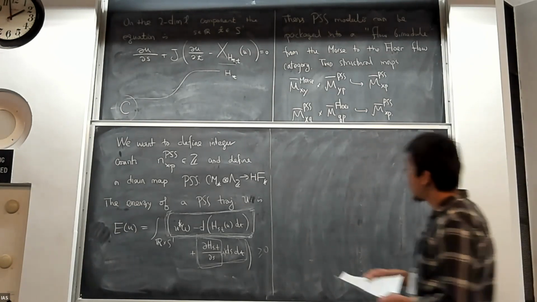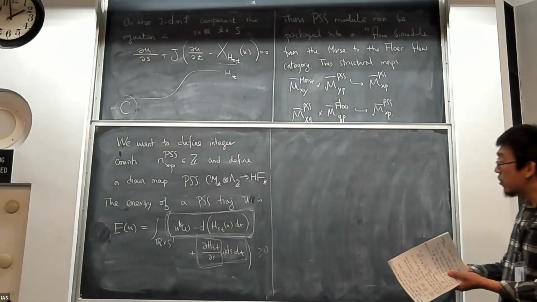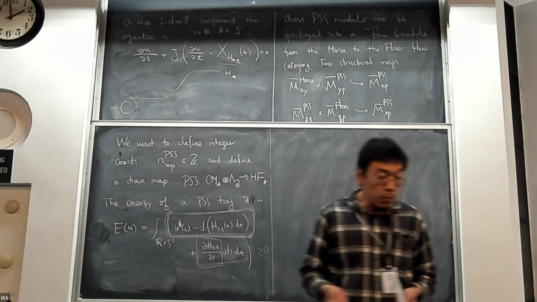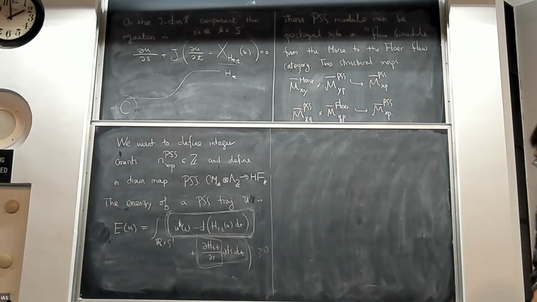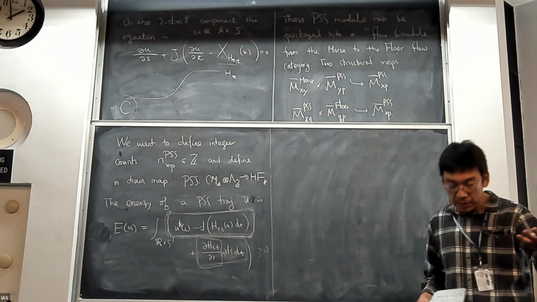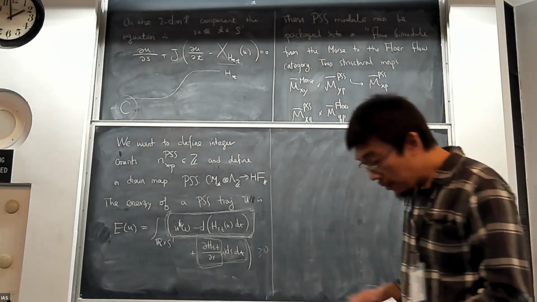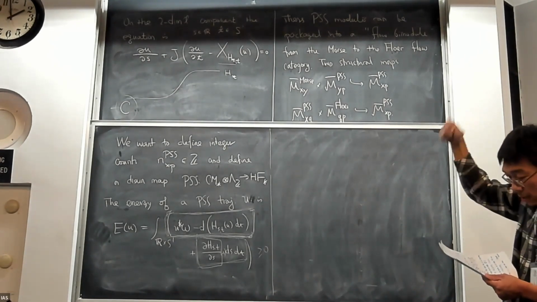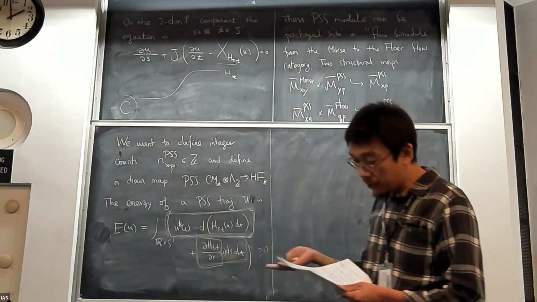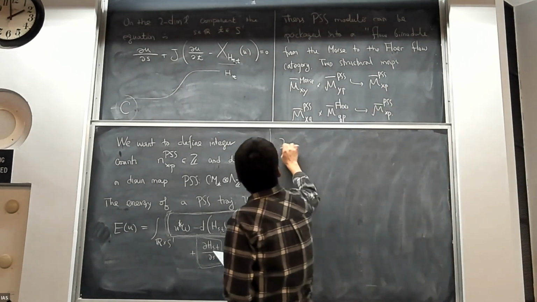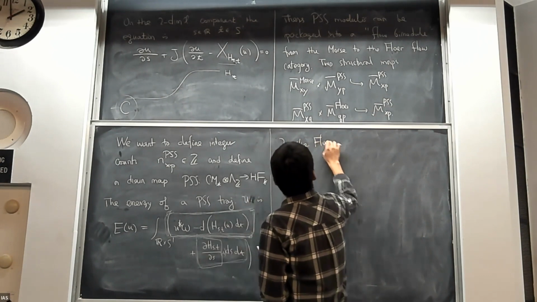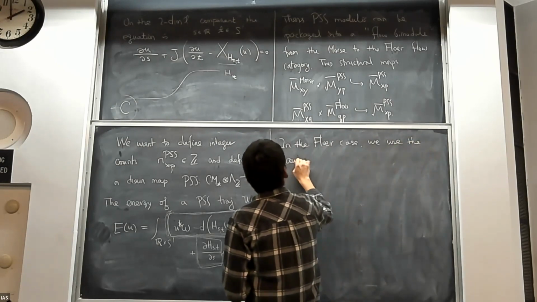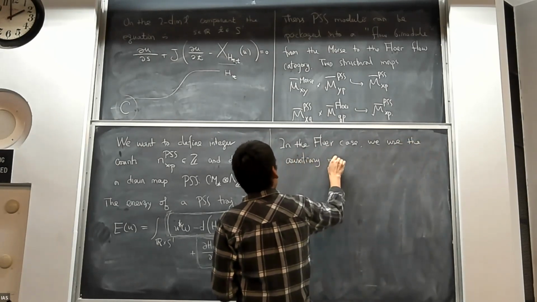Another difference is that we need to use this auxiliary moduli space of stable maps into the projective space, which carries a canonical smooth structure because part of it is a smooth algebraic variety. In the Floer case and also in the PSS case, we need to use a different moduli space into the projective space. So in the Floer case, we use the auxiliary moduli.